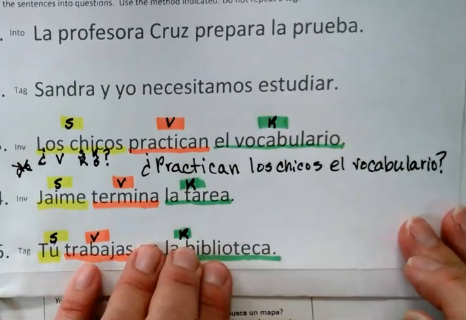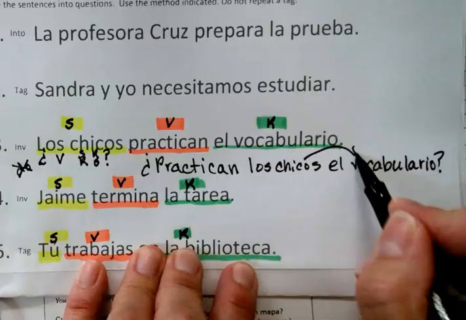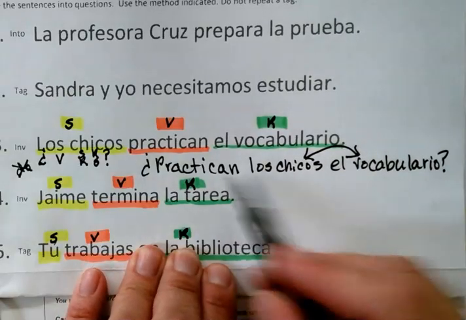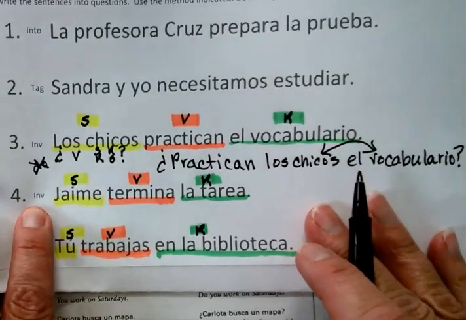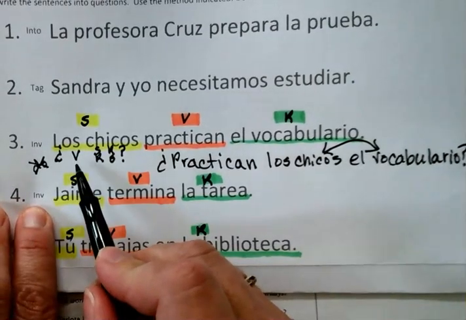That is, do the children practice the vocab? And you could have had these two switched. Practican el vocabulario los chicos. Inversion again.